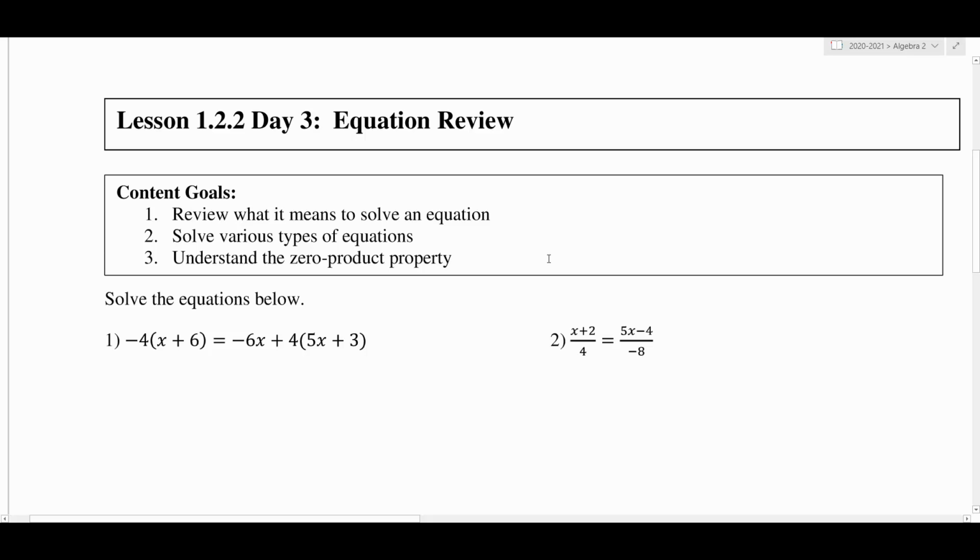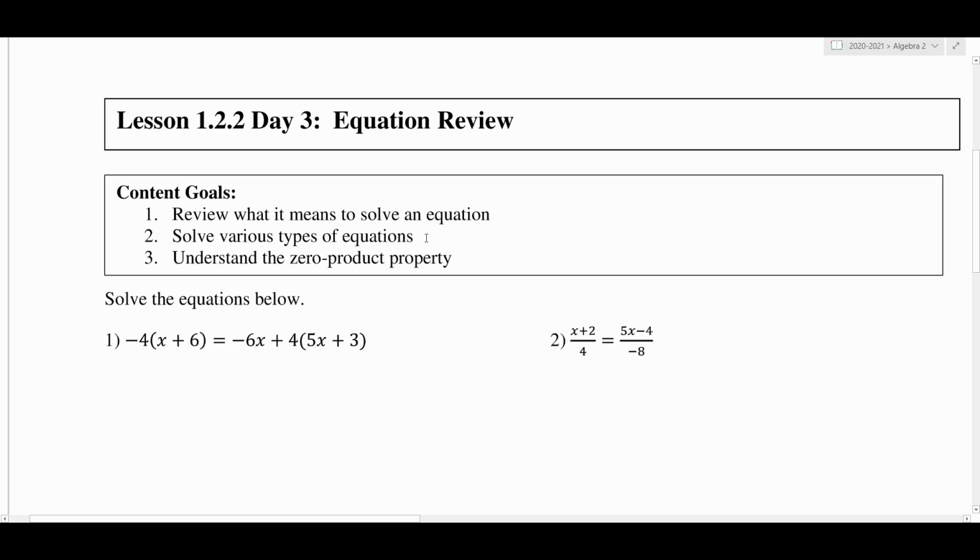We are going to be doing an equation review today, just to go over those equation solving skills that you learned back in Algebra 1. We're going to be going over the various types of equations that you should know about, and we'll talk about some of the different properties that we run into when we solve those equations.